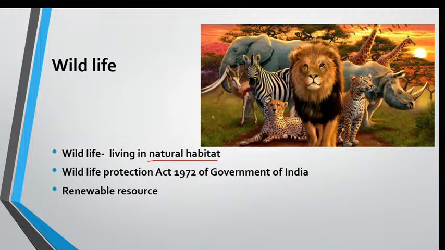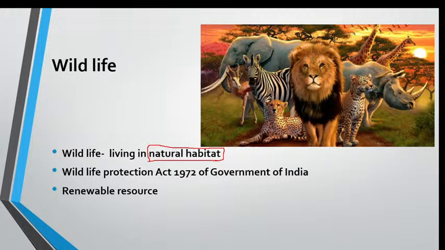So, wildlife refers to the uncultivated species of plants and animals which live in their natural habitat. That is the most important term here: live in the natural habitat. Then there are many definitions for wildlife, like: wildlife is life in any form, plant or animal, existing in its natural surroundings or natural habitat. The natural condition is the most important term which comes under wildlife.